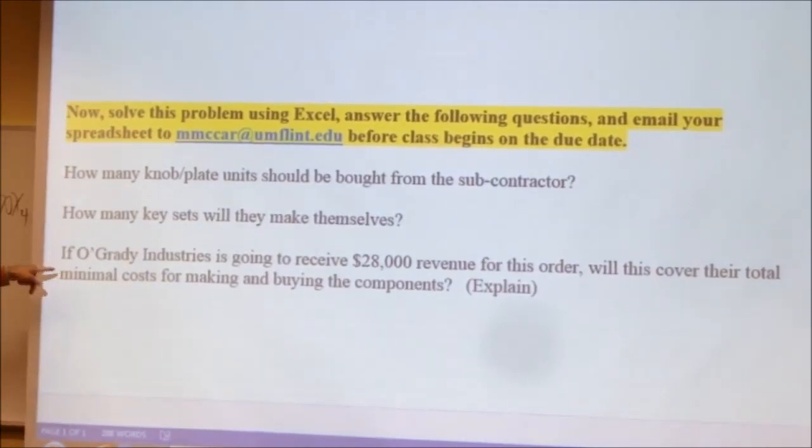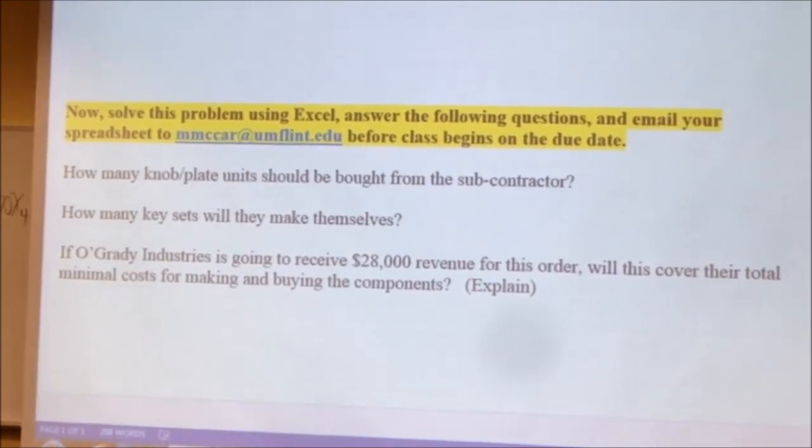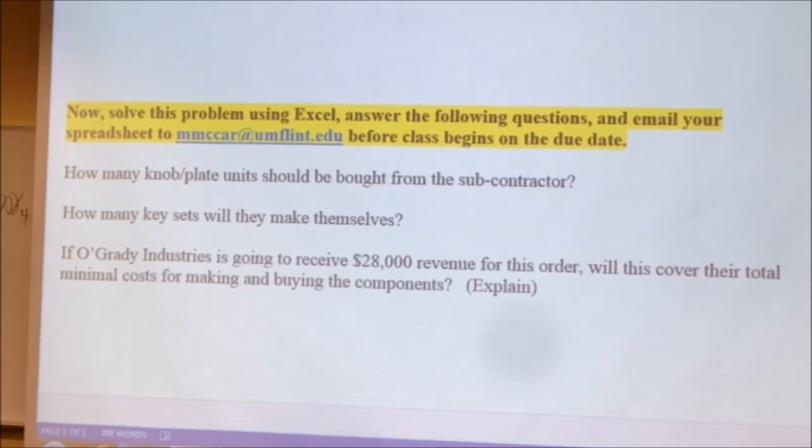This says, if an operating industry is going to receive $28,000 revenue for the order, will this cover their total minimal cost for making and buying all these components together? Now, is the objective function already in the realm of money and cost? I can't remember. It is. So where would you look then to figure out if 28,000 is going to get us a profit on the output? Where would you look? The objective function.